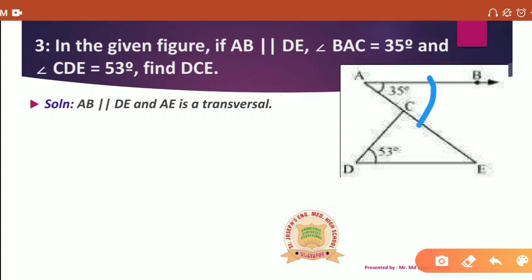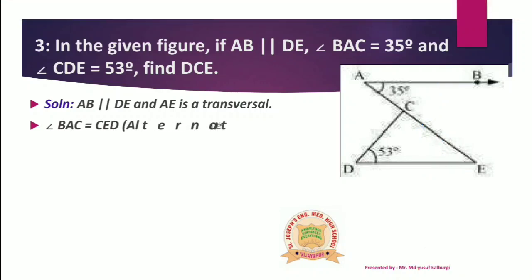So I'll write angle BAC is equal to CED, because they are alternate interior angles. So let us write that: BAC is equal to CED, alternate interior angles. So can I write CED is equal to 35 degrees? Because BAC is equal to CED, let us write CED is equal to 35 degrees, because they are alternate angles.